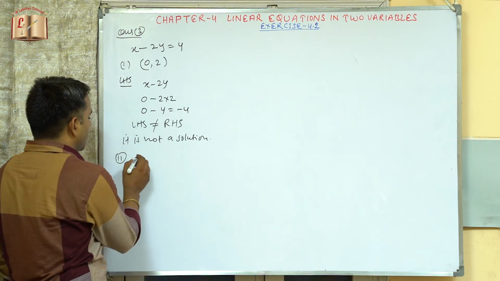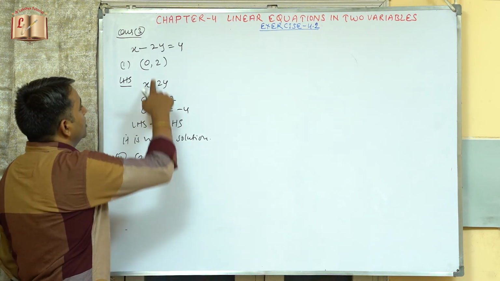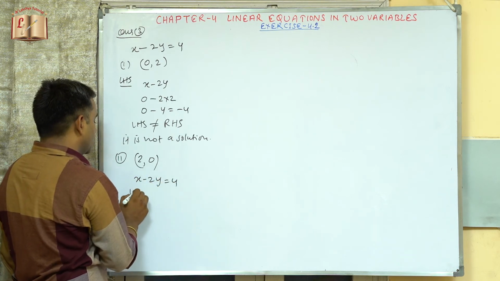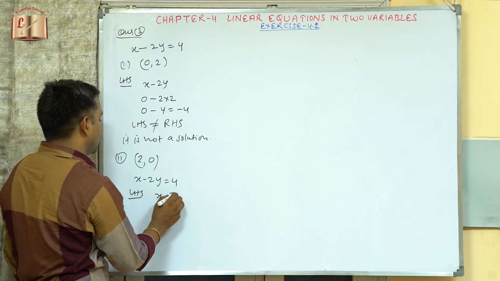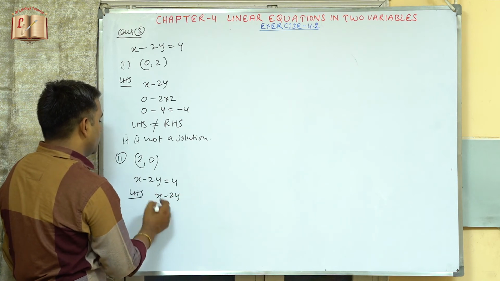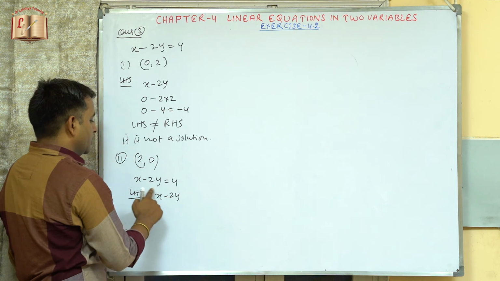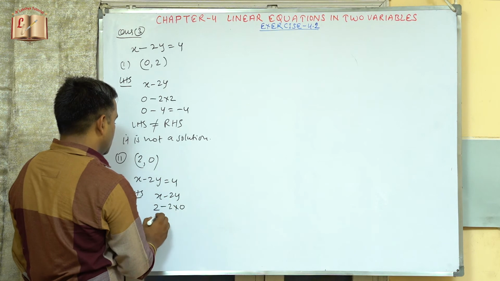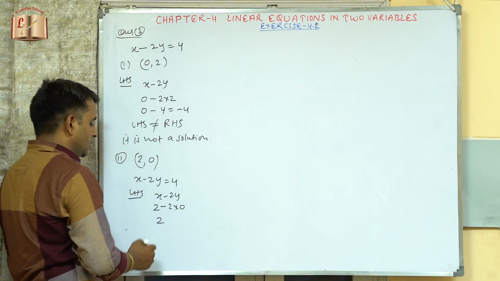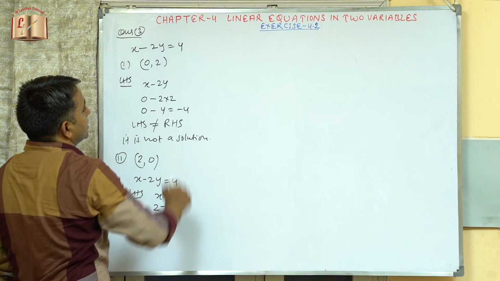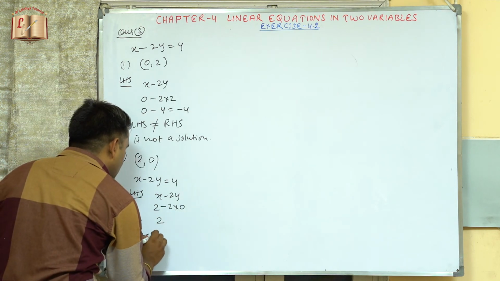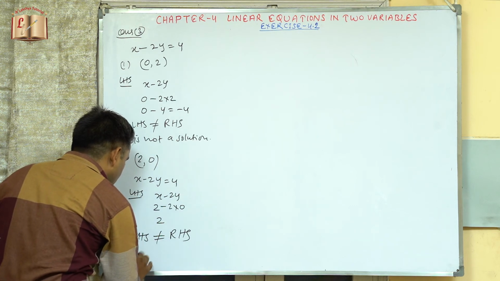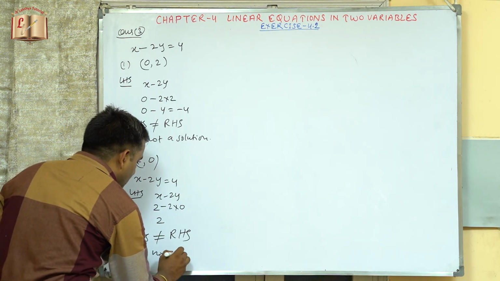Now coming to the second one, this is given as 2, 0. So putting in the same values, x minus 2y equals 4. Taking LHS only, this will be x minus 2y, where x is 2 and y is 0. So this will be 2 minus 2 into 0, so this is again 2, and RHS is 4. So we got LHS is not equal to RHS. So it is not a solution.